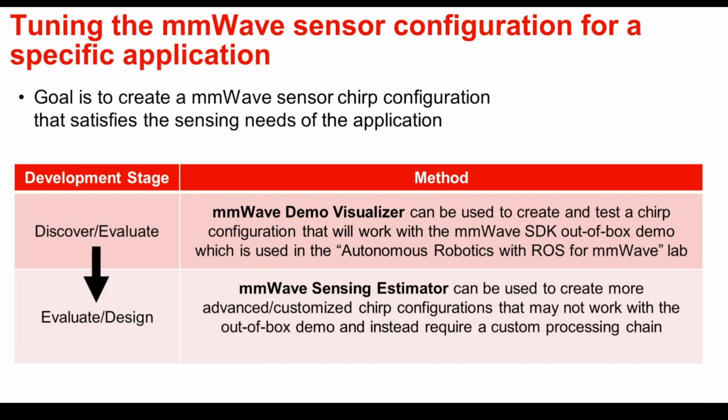The second method is typically used during the evaluation or design stages and uses the mmWave Sensing Estimator tool. It is a much more flexible tool that can be used to create more advanced or customized chirp configurations. However, it may require more time and effort as it can generate configurations that may not work with the out-of-box demo and instead require the creation of a custom processing chain on the device. Let's look at each method in a bit more detail.